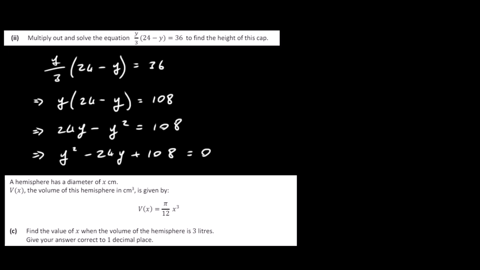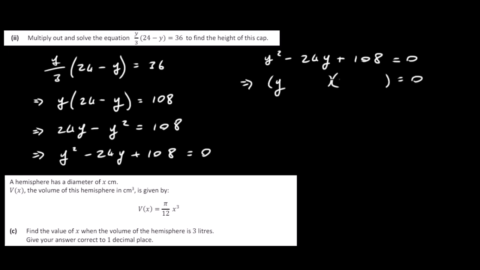So I just brought the 108 over and then changed the sign because that's what I'm doing to these two. Okay, so this is what we've got to solve. We have y squared minus 24y plus 108 is equal to 0. So we can do our factorizing.